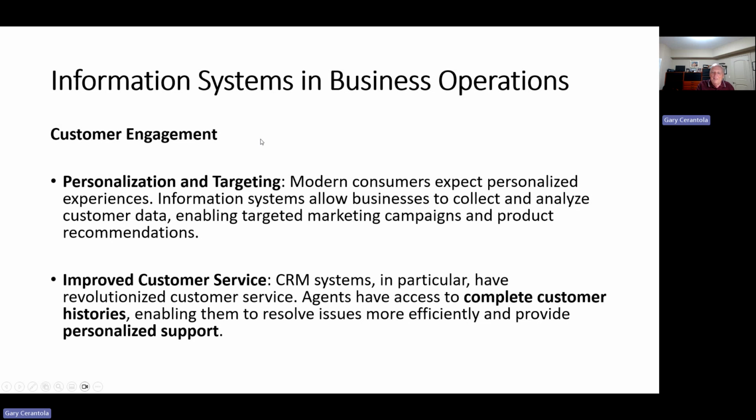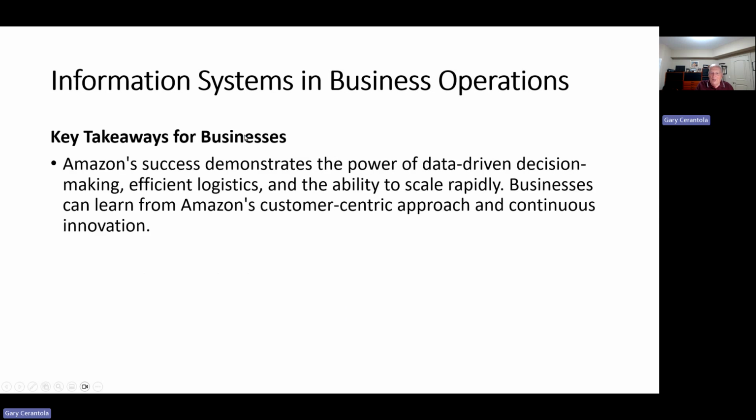And in terms of customer engagement, CRM will not be the same. I think CRMs now will probably know more about the customer than what they know about themselves, right? So you're going to see personalization and targeting a lot more, improved customer service, the complete customer histories, and personalized support.